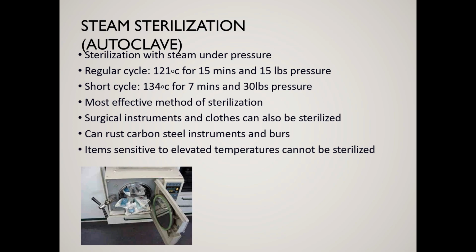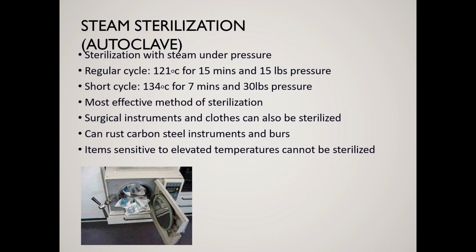What's the temperature for it? It's 121 degrees centigrade for 15 minutes at 15 lb pressure. This is the regular cycle. And what's the short cycle? 134 degrees centigrade for 7 minutes at 30 lbs pressure. This is the most asked question on sterilization and infection control. Everyone should remember these temperatures and times of sterilization.